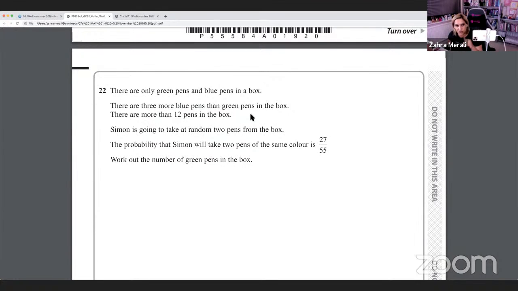So what I want to do here is look at what I'm going to end up having to find, because you want to make that your X. I want to work out the number of green pens. So my green pens are going to be X, and my blue pens are going to be X plus 3. Okay, so that means my total number of pens is going to be X plus 3 plus X, so 2X plus 3.